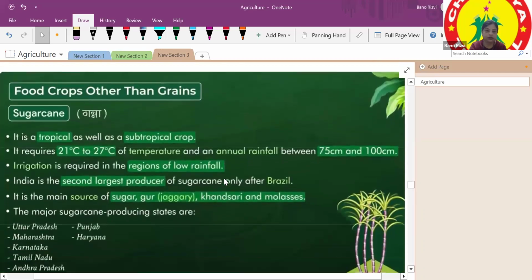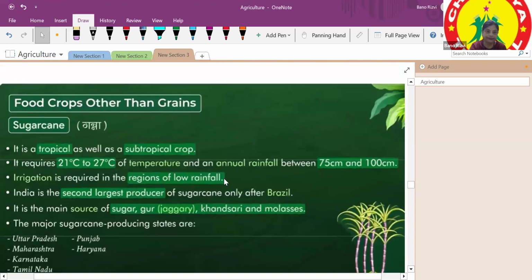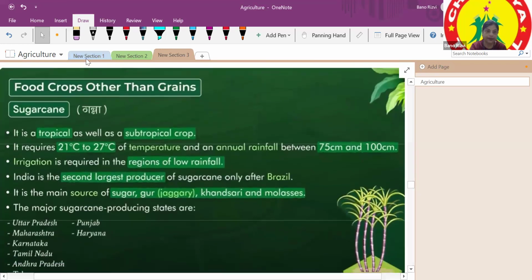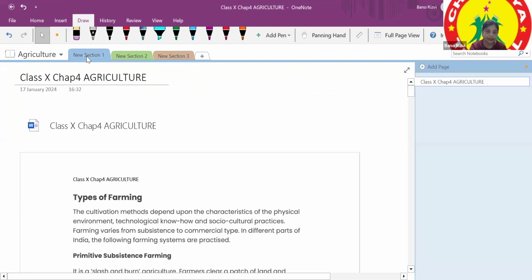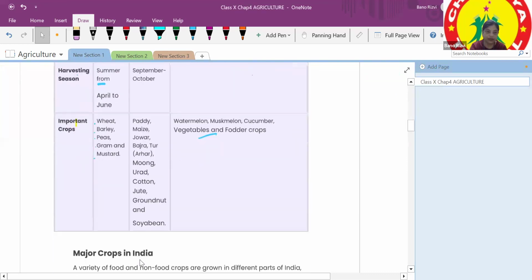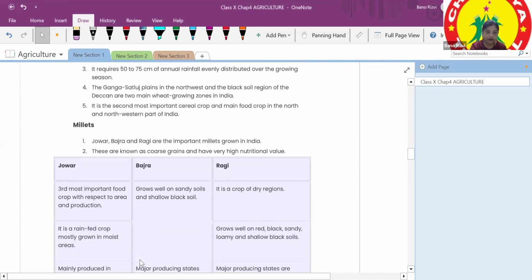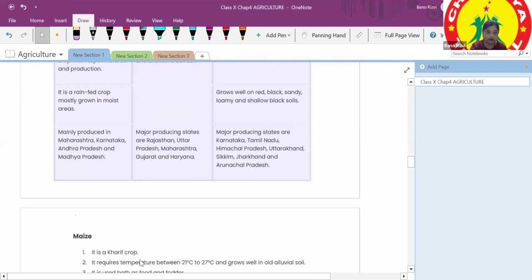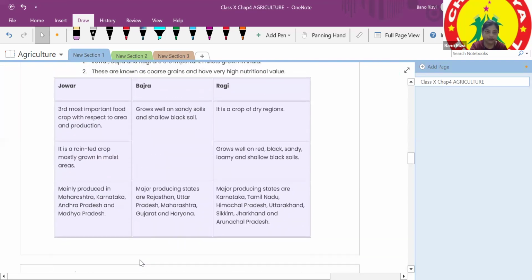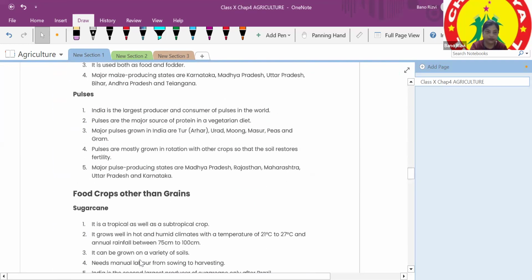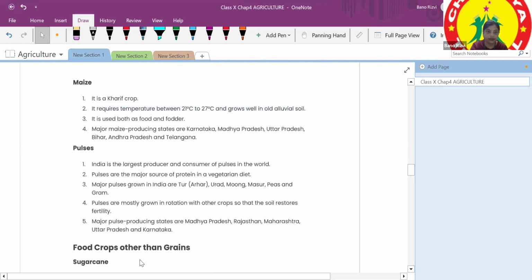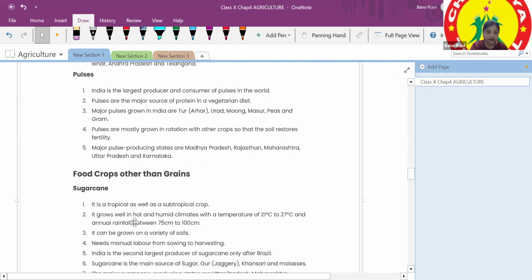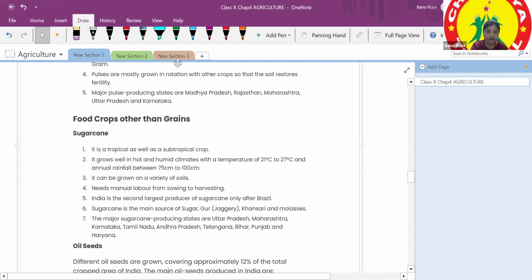So we are going to talk about sugarcane. Let me see if I'm missing anything that I have not gone through. We have done jowar, bajra, ragi, wheat, millets, pulses. Now let's talk about sugarcane.